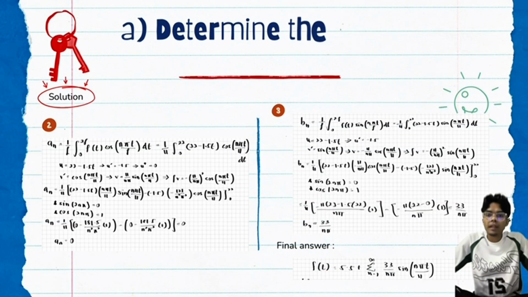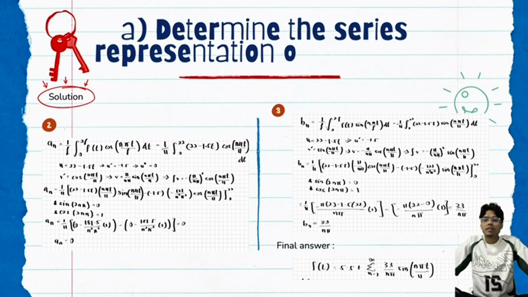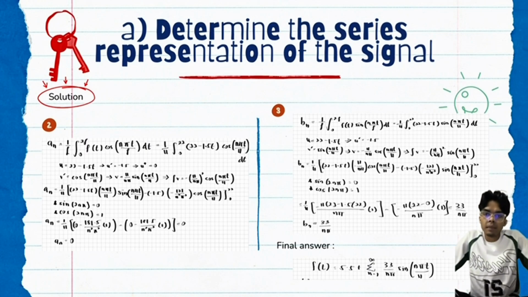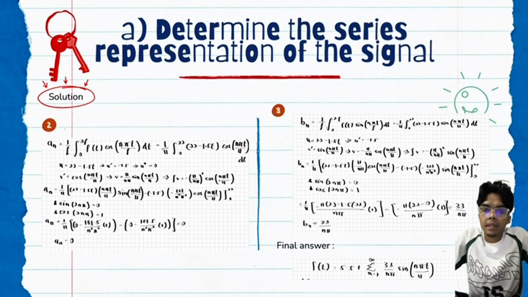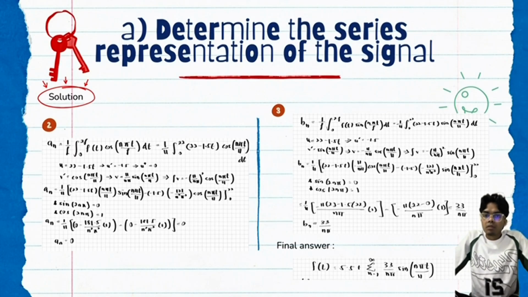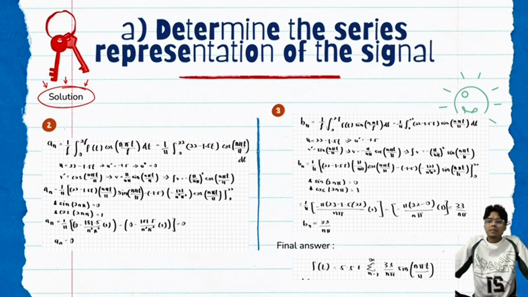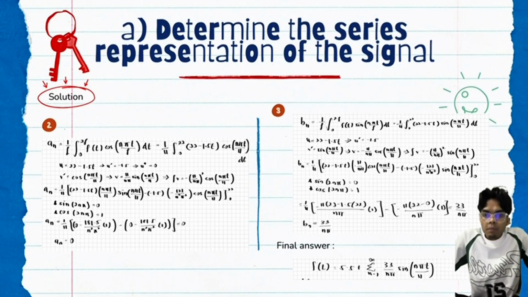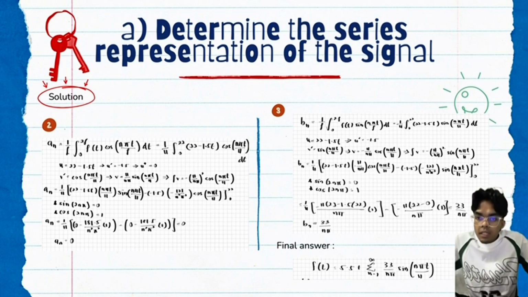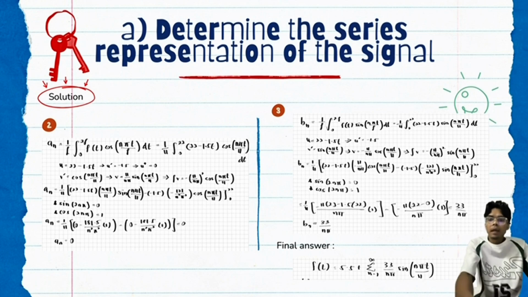Lastly, we need to find the last term, which is Bn, using integration by parts. Substitute into the formula and we get Bn is equal to 33 over nπ. So, the sine component exists. Combining this, our final Fourier series representation is 5.5 plus the summation of sine terms, which is 33 over nπ sin(nπt over 11).